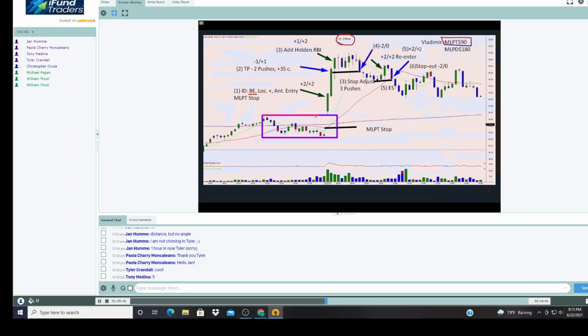Location plus. Perfect. Just above that Fab 4. Location plus. Anticipatory entry. I can see that. Yeah, it's an elephant bar. Maybe it's sort of a plus bar. It's a little on the border, but I can see the anticipatory entry.